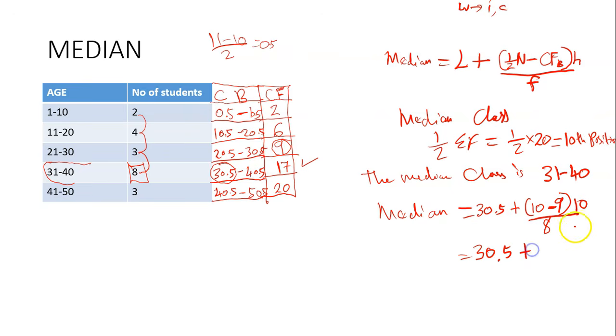30.5 plus. Now, 10 minus 9 is 1 times 10. That gives you 10 over 8. So 10 over 8 in decimal will give you 1.25. Okay. So 30.5 plus 1.25 gives you 31.75. So the median is 31.75. Be very careful. Median class is 31 to 40, but the exact median is 31.75.